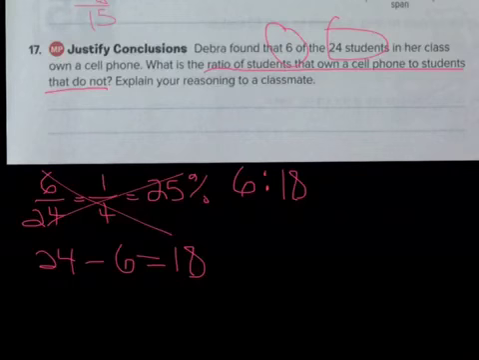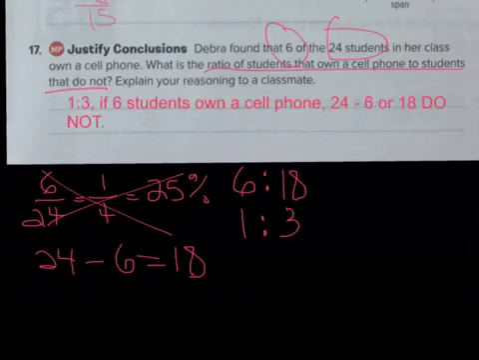So really, let's simplify it. 6 goes into 6 once, and 18 has 3 sixes. So it's 1 to 3. Therefore, my answer is 1 to 3. For every 3 students in the classroom, 1 owns a cell phone.